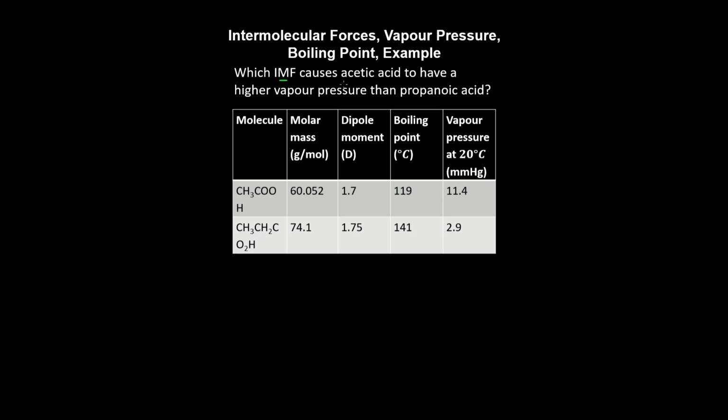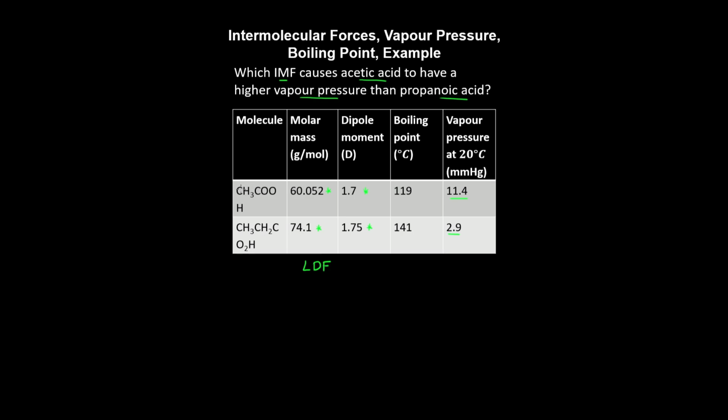Which intermolecular force causes acetic acid to have a higher vapor pressure than propanoic acid? So here we can see that the vapor pressure of acetic acid is higher, whereas both acids have similar dipole moments. And given that the molar mass of propanoic acid is greater than that of acetic acid, then we can attribute the higher vapor pressure due to London dispersion forces.